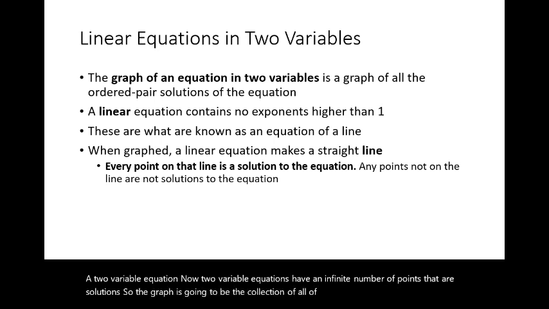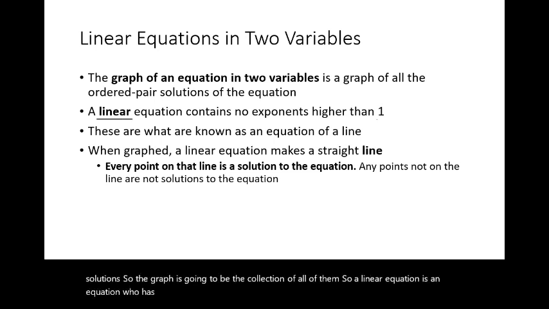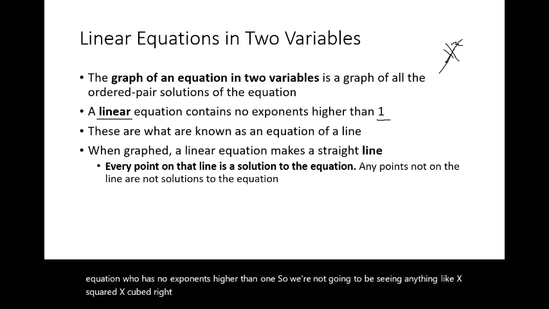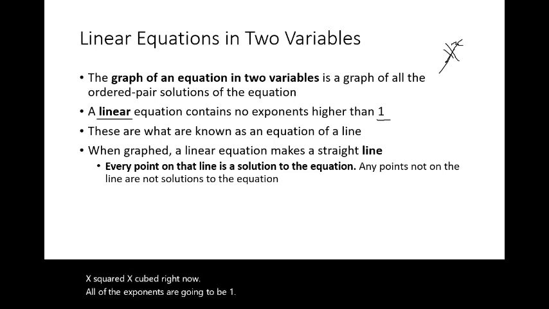So a linear equation is an equation that has no exponents higher than 1. So we're not going to be seeing anything like x squared or x cubed right now. All of the exponents are going to be 1. These are what is known as the equation of a line, because when you graph a linear equation, it is going to form a straight line.